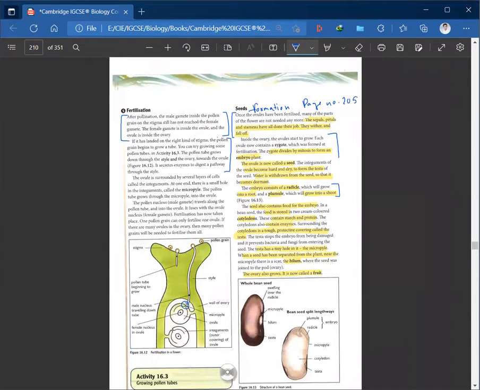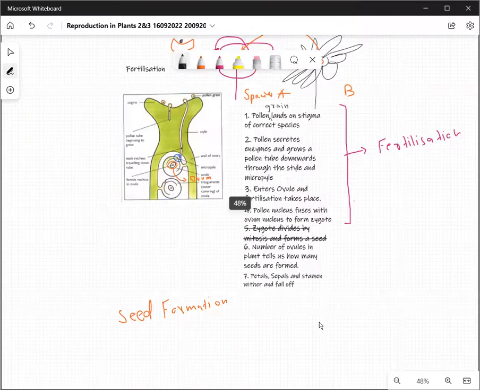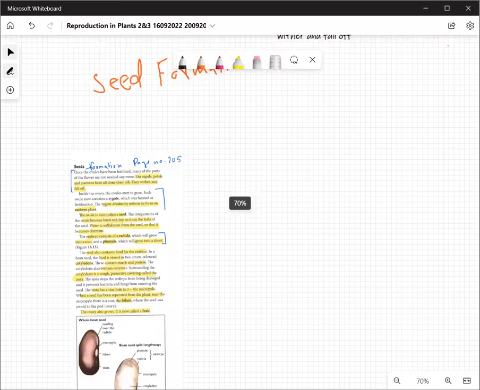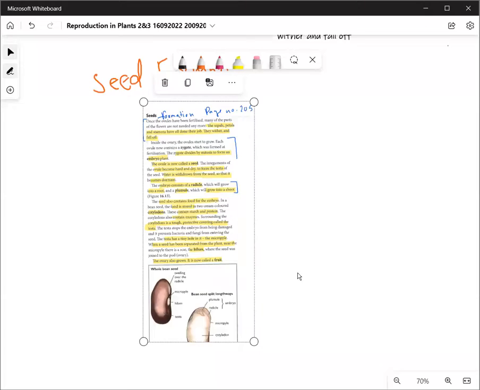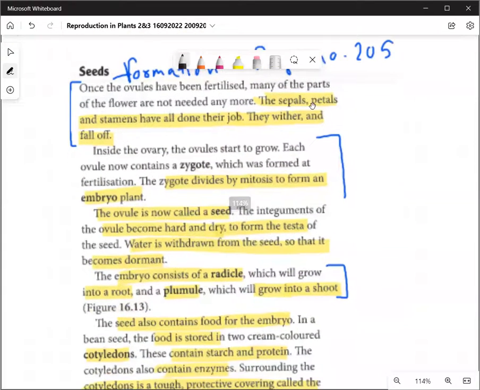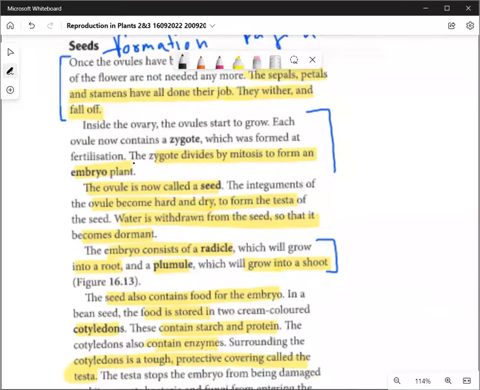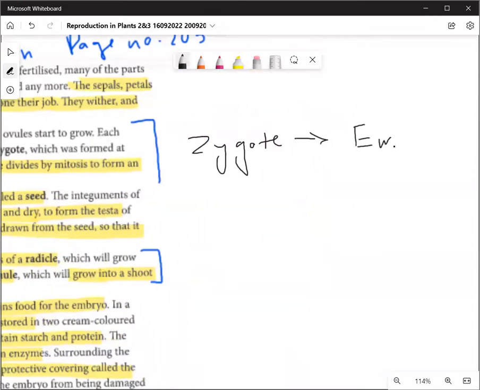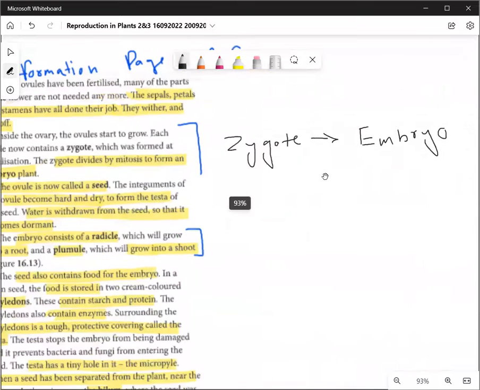Just a second. Okay. I will just add it here. Now, some important things which we have here are that the sepals and petals fall off, right? The zygote forms embryo. Always, I need you to memorize this. Zygote forms embryo in every organism, right? There's nothing else. It doesn't form the seed, it forms the embryo.